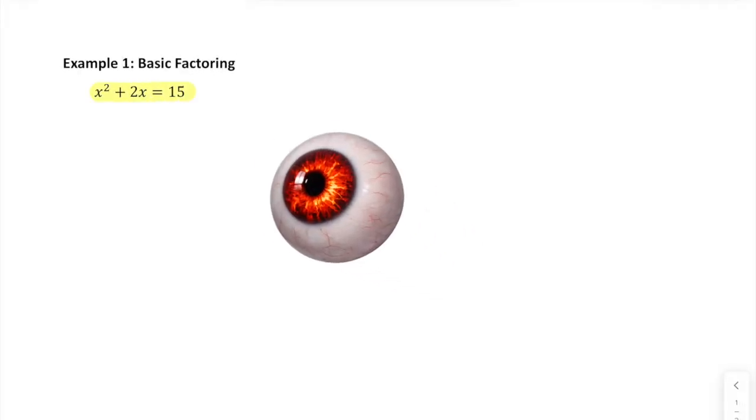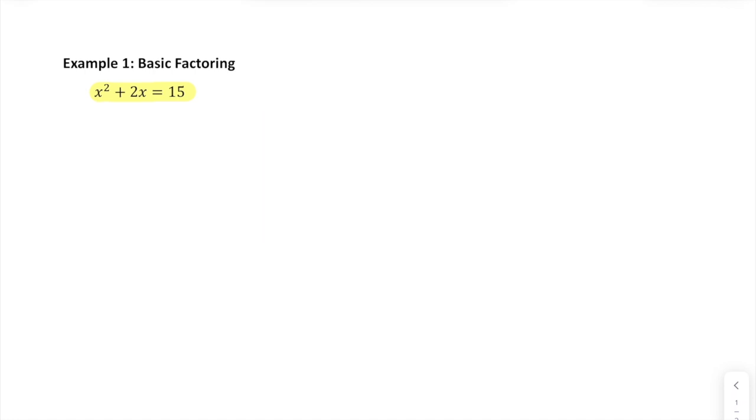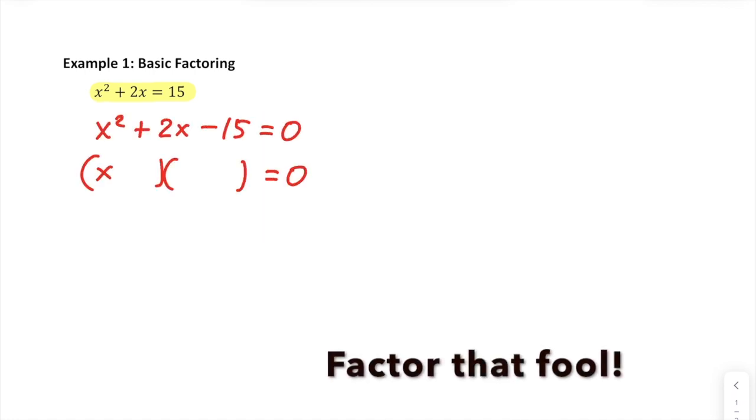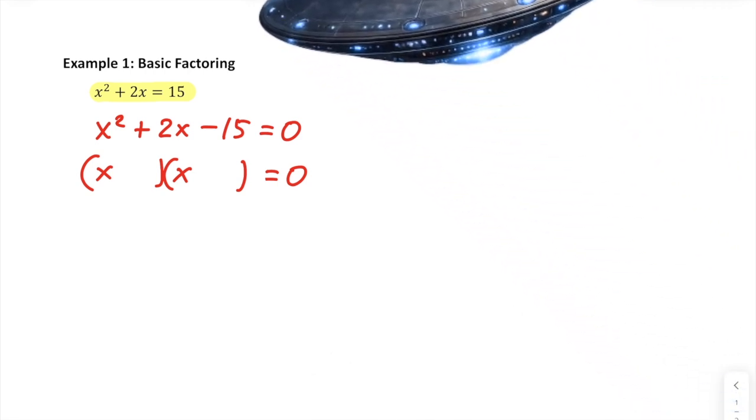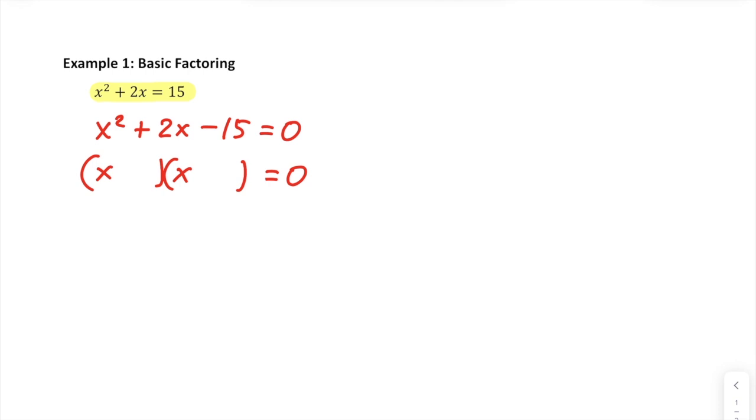What should you do if you need to solve an equation like x squared plus 2x equals 15? Well, move everything to one side and factor that fool. Here we just need to find two numbers that add up to 2 and multiply to negative 15. The two numbers that do that are negative 3 and positive 5. That gives us x minus 3 times x plus 5 equals 0. So x has to be either 3 or negative 5, and we're done.